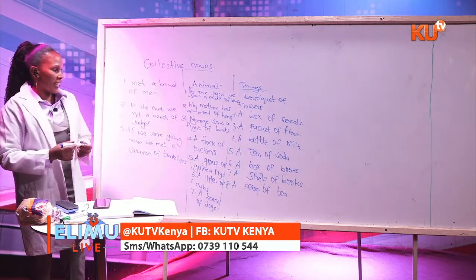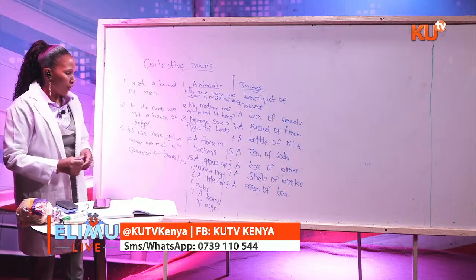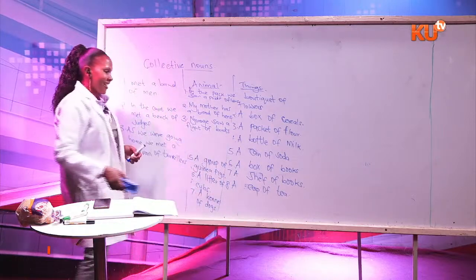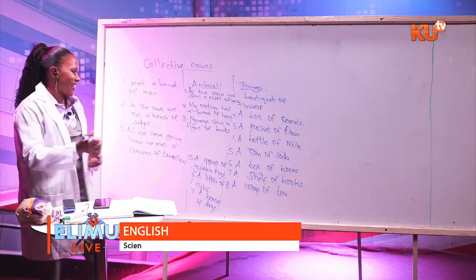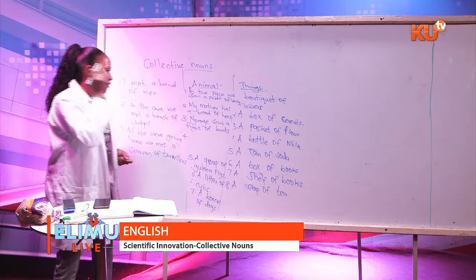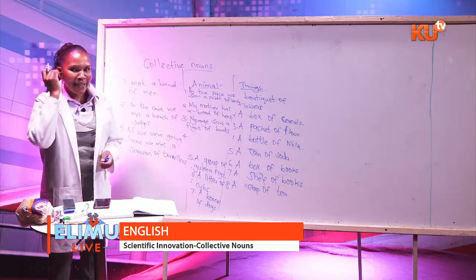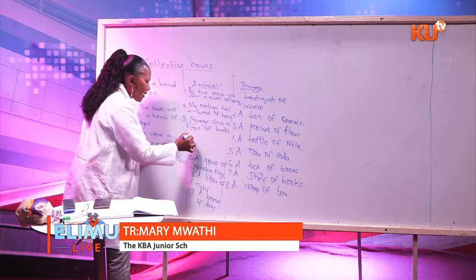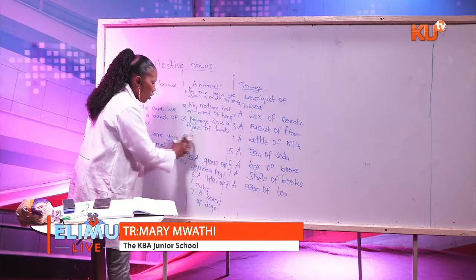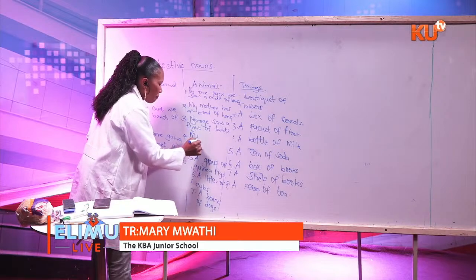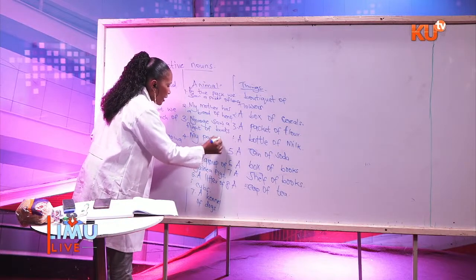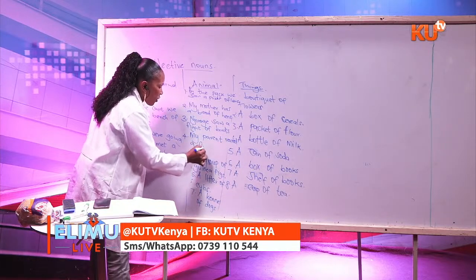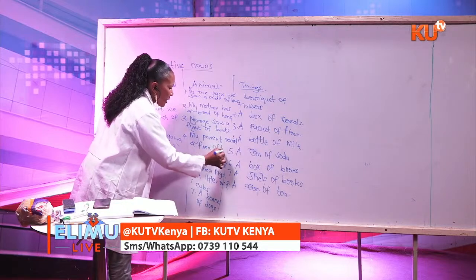A flock of turkeys. Construct a sentence using a flock of turkeys. My mother reared a flock of turkeys. All my parents reared a flock of turkeys.